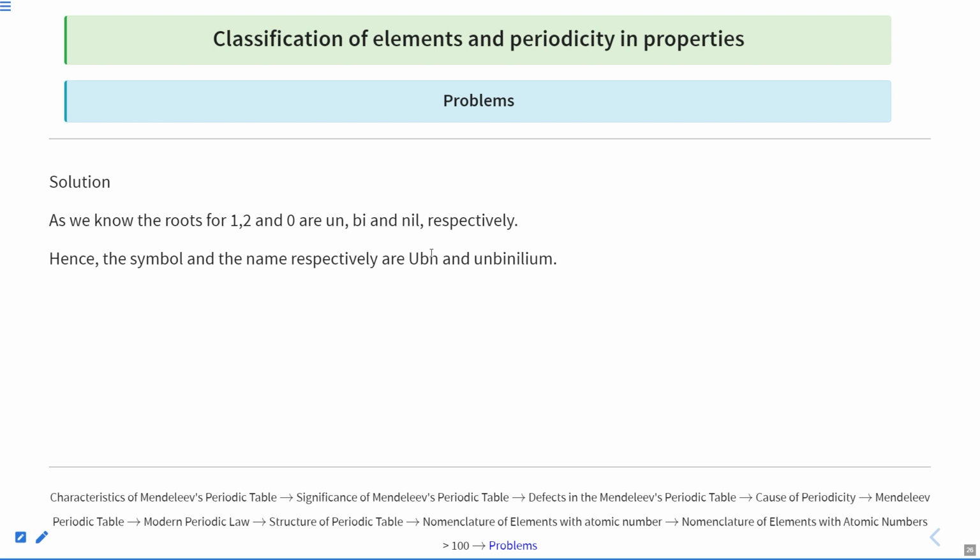Clear? Okay. So with this, we have completed the classification of elements. Yes, I would say that we have completed the classification of elements. But now we will move to the periodicity properties, that is, how periodicity was dealt with. Okay, this was for today's lecture. Thank you.